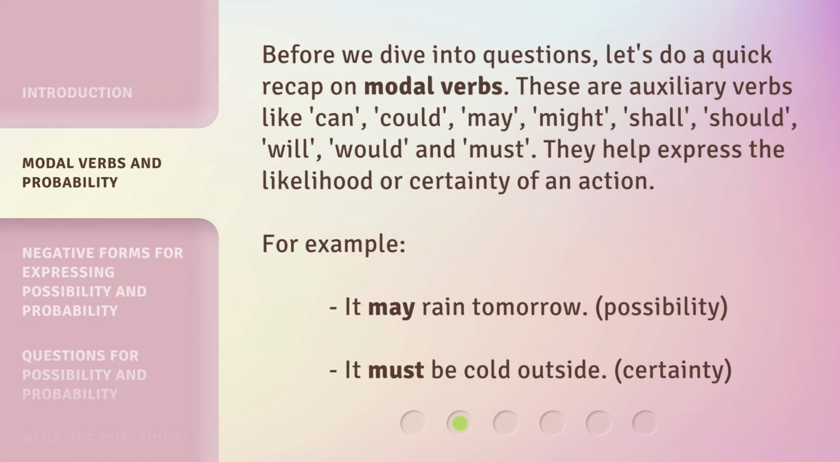Before we dive into questions, let's do a quick recap on modal verbs. These are auxiliary verbs like can, could, may, might, shall, should, will, would, and must. They help express the likelihood or certainty of an action. For example, it may rain tomorrow. Possibility. It must be cold outside. Certainty.